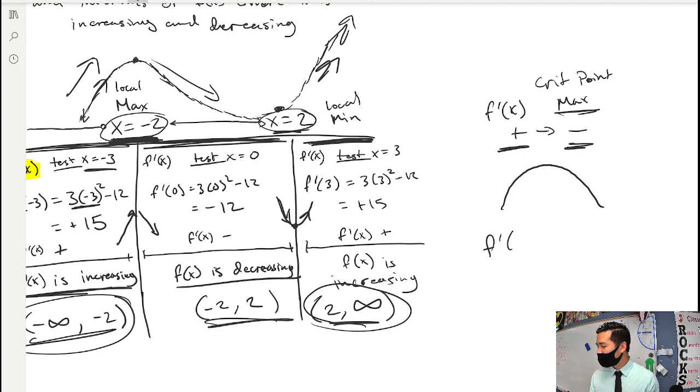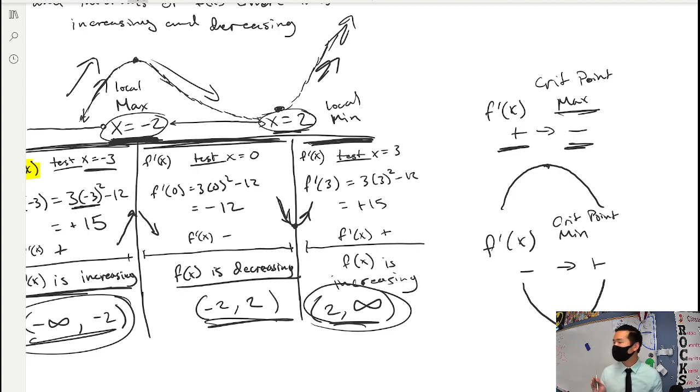If your derivative is going from negative to positive, that critical point is going to be a minimum, because it's going from decreasing to increasing. So that's going to be a minimum. Do you see that? So keep that in mind when the sign of your derivative changes from positive to negative and when it changes from negative to positive. Okay? All right.